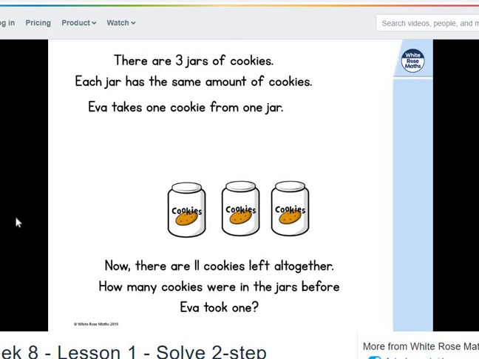Now then, there are 11 cookies left altogether. How many cookies were in each jar before Eva took 1 of them? Pause the video. Have a think for yourself before we have a look at it together.